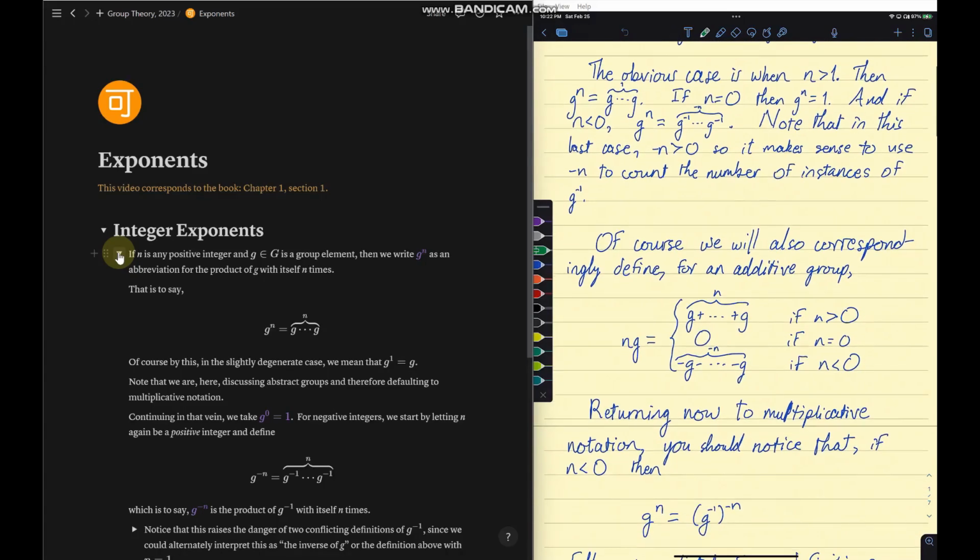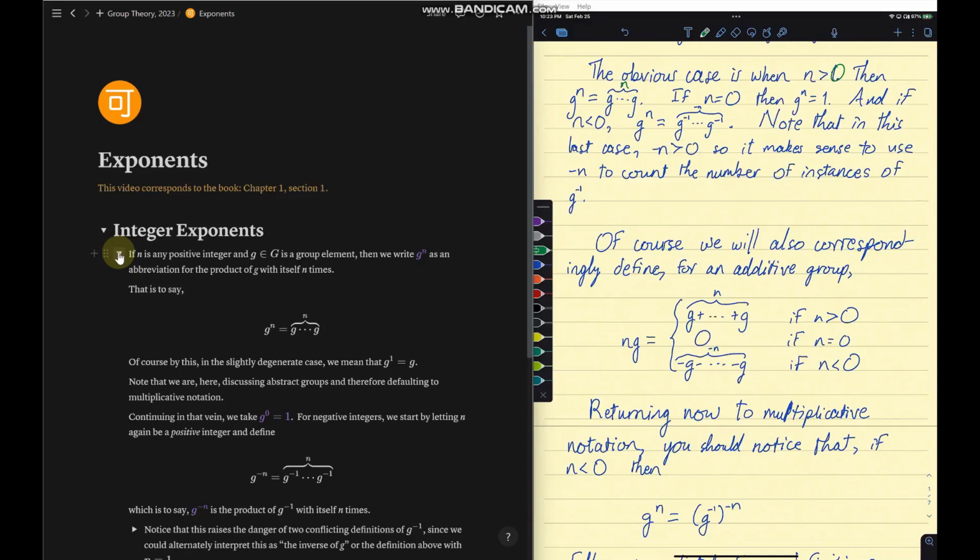The obvious case is when n is strictly greater than 0. When n is strictly greater than 0, then g to the n means taking the product of g with itself n times. So it's just a shorthand for something that we could otherwise write in principle, although we would never want to. So the notation is an invention for the sake of laziness, in a sense.